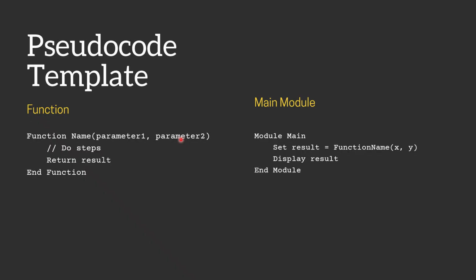We can have one parameter, two parameters, or multiple parameters. Within this function, we do some steps. You're going to describe the purpose of the function, maybe declare any local variables if you need them, perform whatever calculations or decisions using the parameters, and then return a single result.